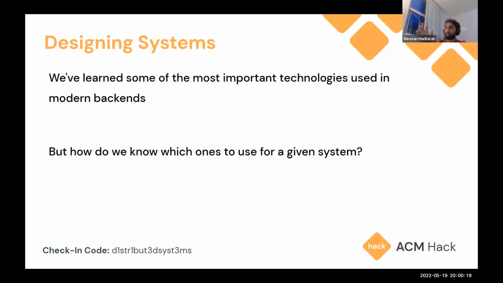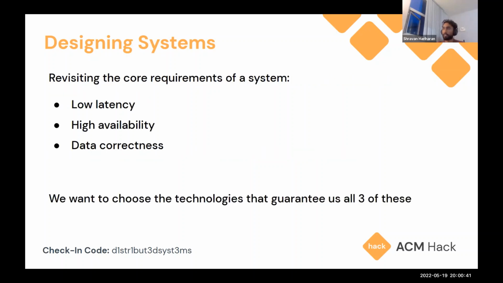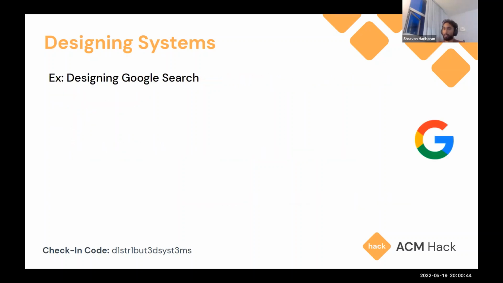So we learned a bunch of technologies, right? But how do we actually design a system based on what technologies we can use? How do we figure out the right technologies to create a system that has low latency, high availability, and data correctness? That's really the question. And really, most of this comes down to intuition, right? This comes from practice, learning about the technologies, and getting practice with actually designing systems. So I had an exercise here for designing Google search.